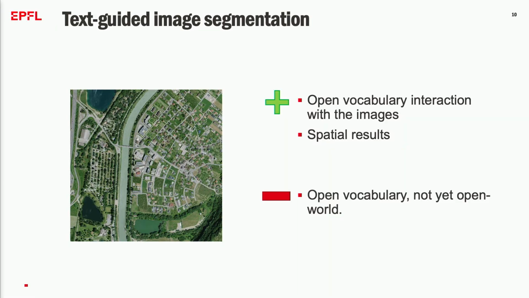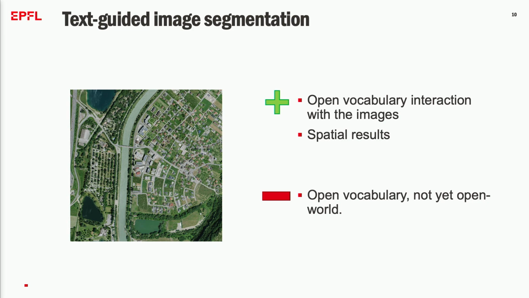So before we move on, let's catch up on this first part. So with text-guided image segmentation, we build a model that is able to create maps based on the specific need of the user. We can interact with it with open vocabulary, and we obtain spatial results. On the downside, we have a model that understands open vocabulary, but it's not open world yet. That means that the model can understand any human language, so words, but it will connect them to visual concepts seen during training, so it's not able to recognize a volcano, for example, if it was not seen during training.